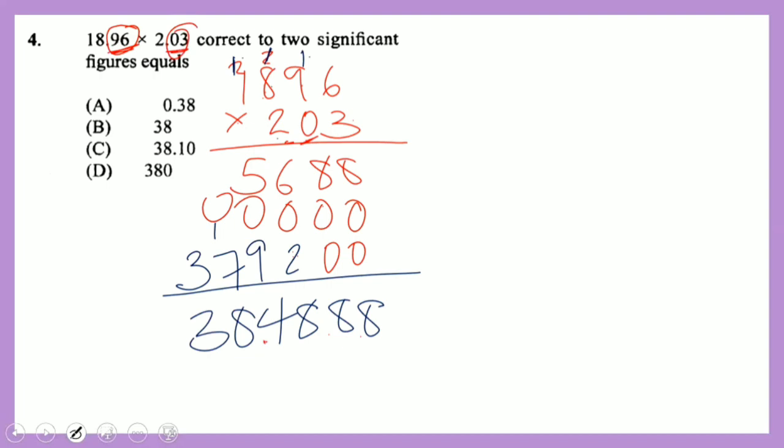And we're asked to round this off to 2 significant figures. 3 is the first significant figure. 8 is the second significant figure. So we round off right here. The 4 behind the 8 does not require us to add 1 to the 8. And so we know that our answer is 38.